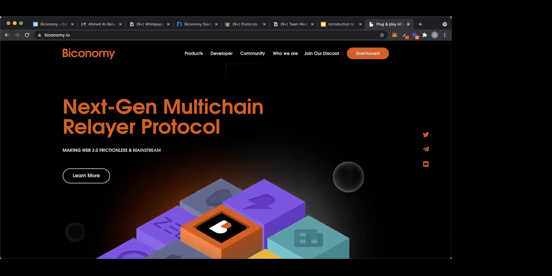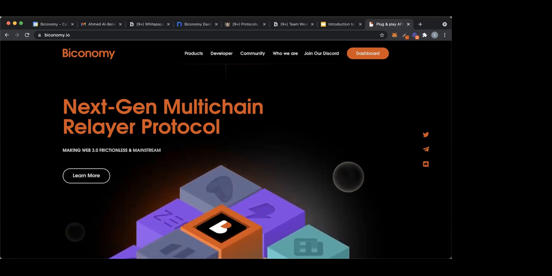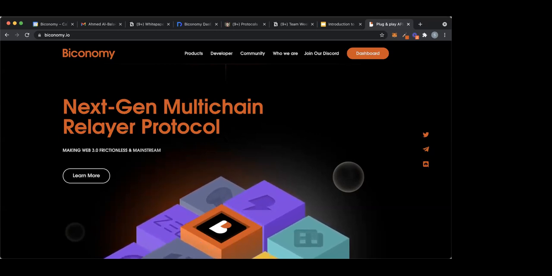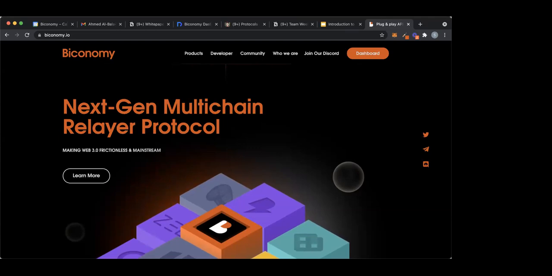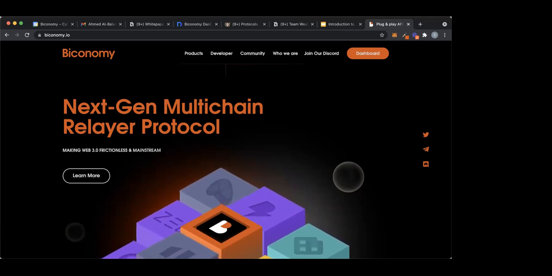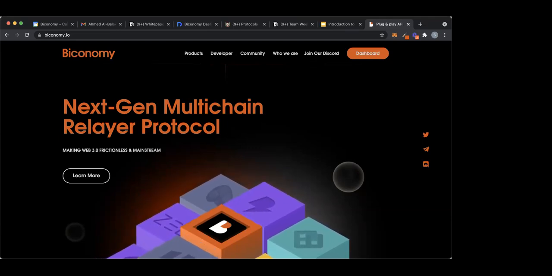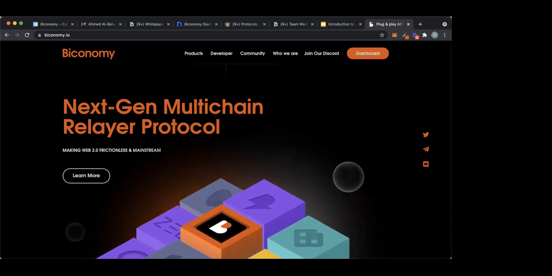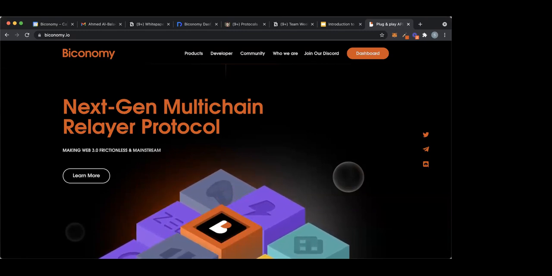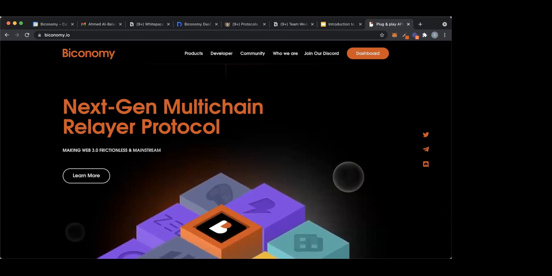One more question about Biconomy. When do you plan to integrate all the networks into your project? So we already support quite a number of blockchains in Biconomy: Ethereum, Polygon, XDAI, Binance Smart Chain, Moonbeam, that's the Polkadot ecosystem. Arbitrum and Optimism we are going to support soon. So, wherever the demand comes, we will support that blockchain.